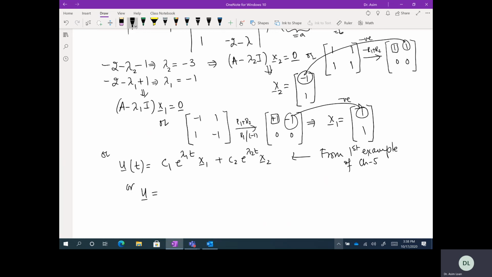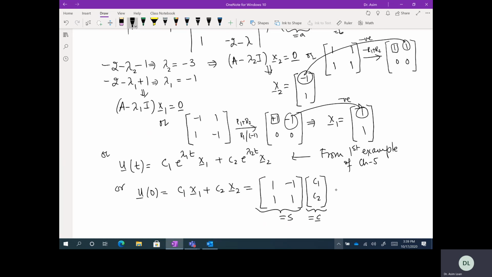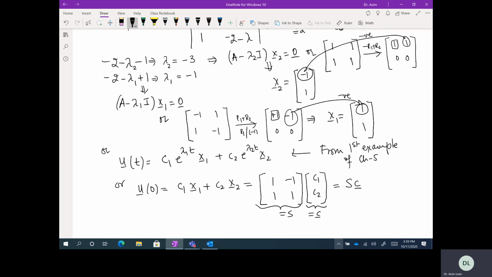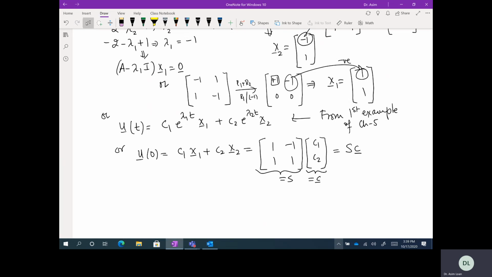We have to calculate c1, and how do we calculate c1? Maybe from u0. Do I have u0? I don't have u0. So u0 is c1 x1 plus c2 x2, which is equal to S into c. S is 1, 1, minus 1, 1, and then c1, c2. This is S, this is c. This is equal to S times c.